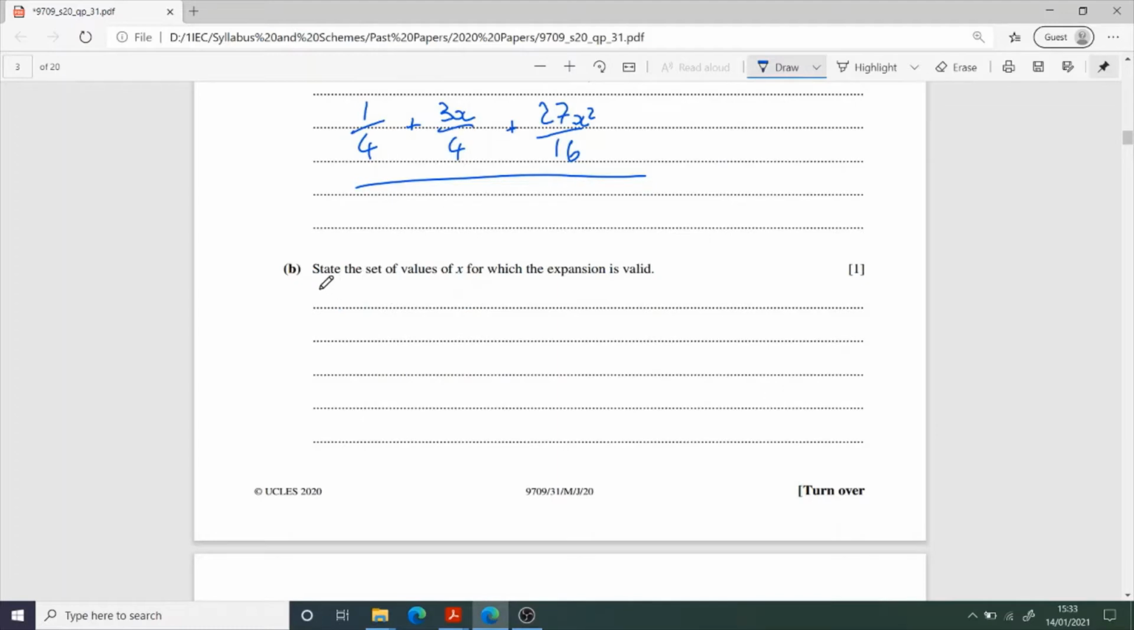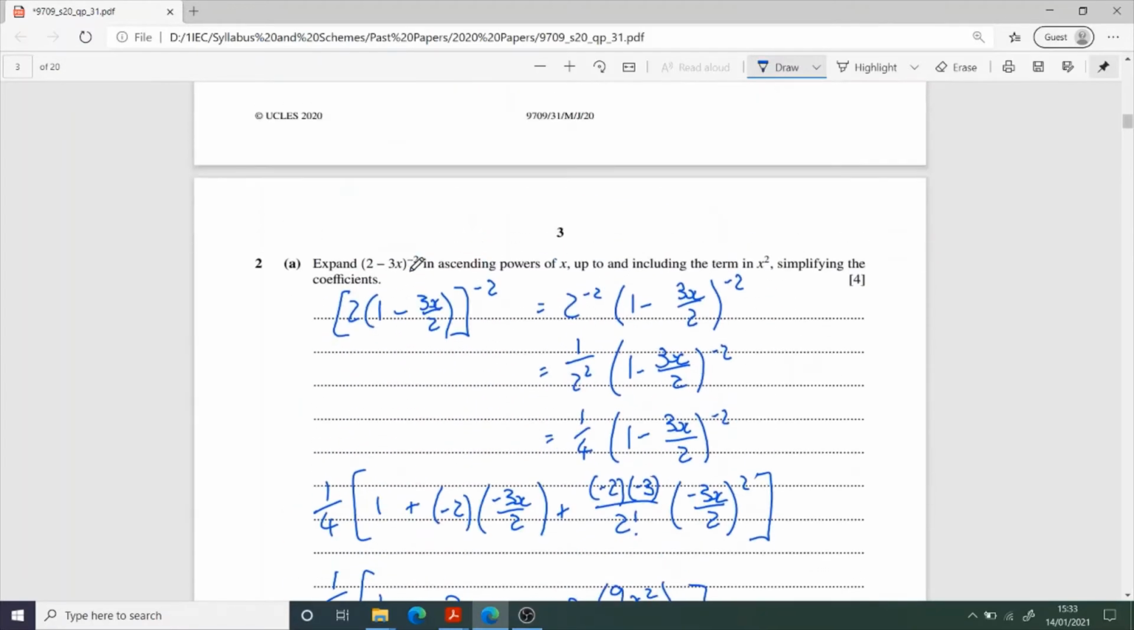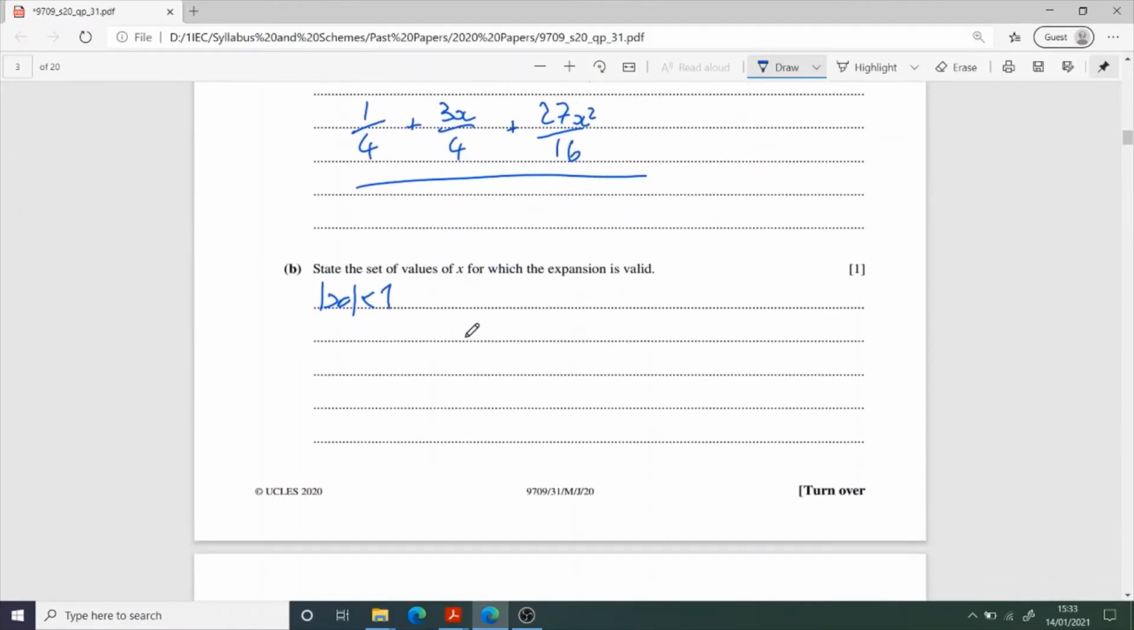Our formula for the binomial expansion is normally valid for the absolute value of x being less than 1. In our case though, it's not just x, instead it is 3x over 2 that we have used. Sorry, negative 3x over 2. But the absolute value of negative 3x over 2 is exactly the same. So I can just as easily write modulus 3x over 2 is less than 1 instead.